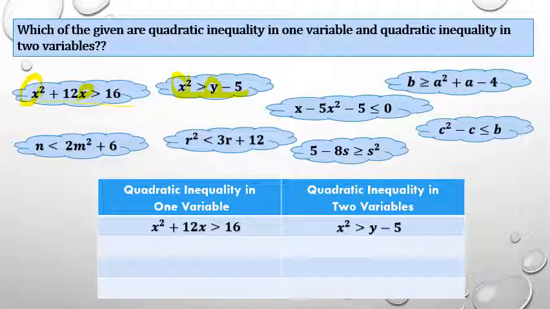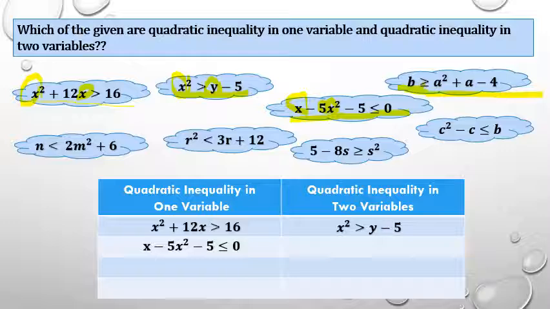Susunod, x minus 5x squared minus 5 is less than or equal to 0. Anong letter lang ang makikita? Meron lang tayong x. So, ibig sabihin, ang given ay quadratic inequality in one variable. Susunod, b is greater than or equal to a squared plus a minus 4. So, ang makikitang letters ay B at A. So, ibig sabihin, ang given ay quadratic inequality in two variables.